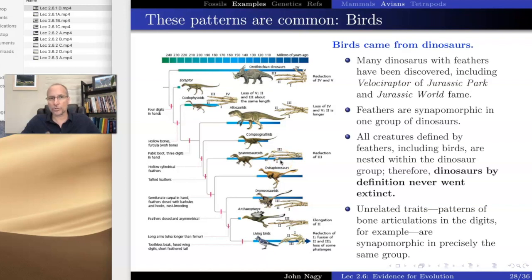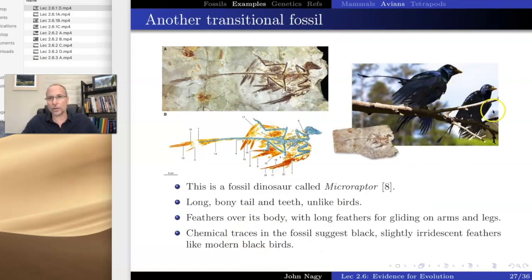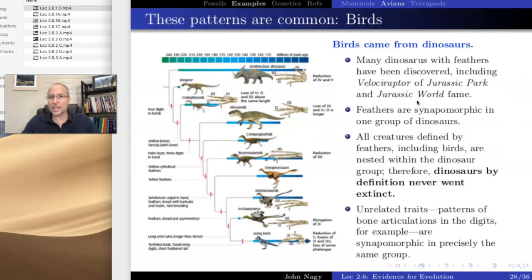Not all of them. Most of them had scales, but we still have lots of examples of dinosaurs, very clear dinosaurs with feathers. And it gets to a point where it's blurred. You can't tell the difference between a dinosaur and a bird. It's very hard to tell. And that makes sense if the birds arose from the dinosaurs.